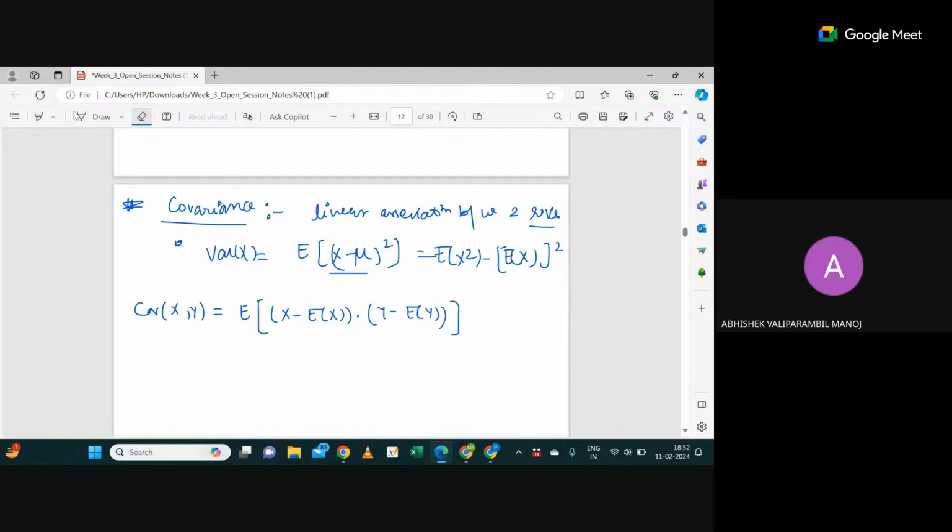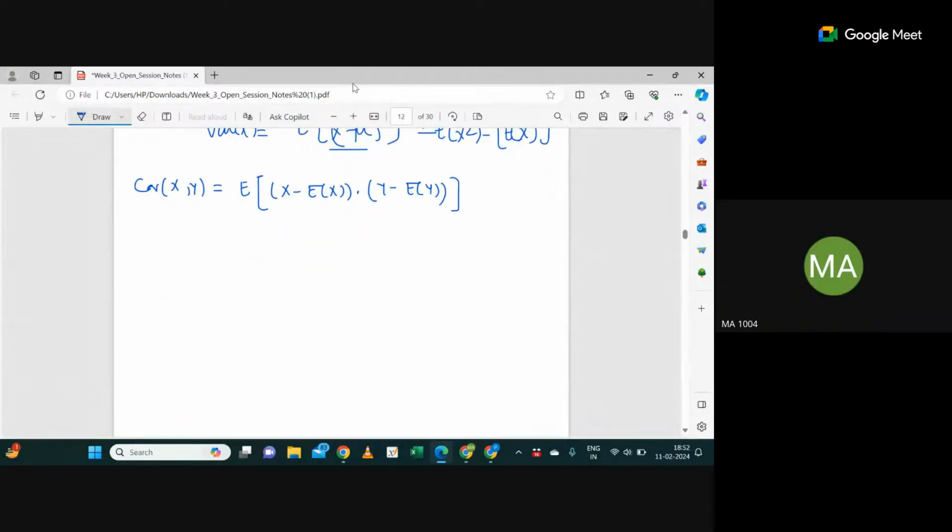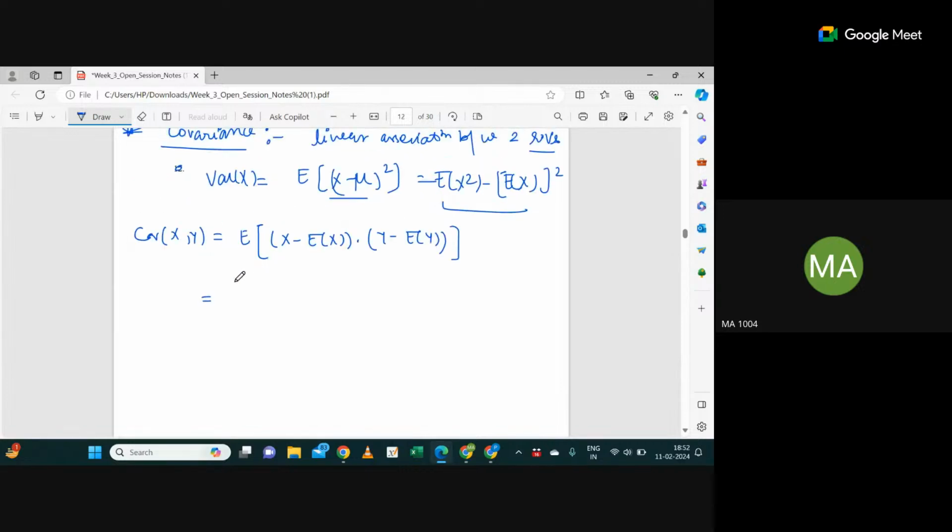Yes, sir. Now, if you see this formula, it's the same as expectation of x into y minus. Sir, once tell that, how that came. What is this, x minus mu whole square? That is something I'm trying to explain. First of all, tell me this is the expectation of x minus mu whole square. This is how variance is defined, right?